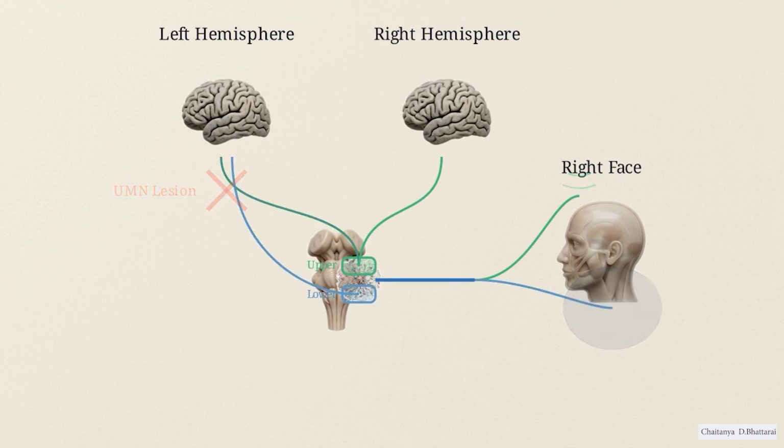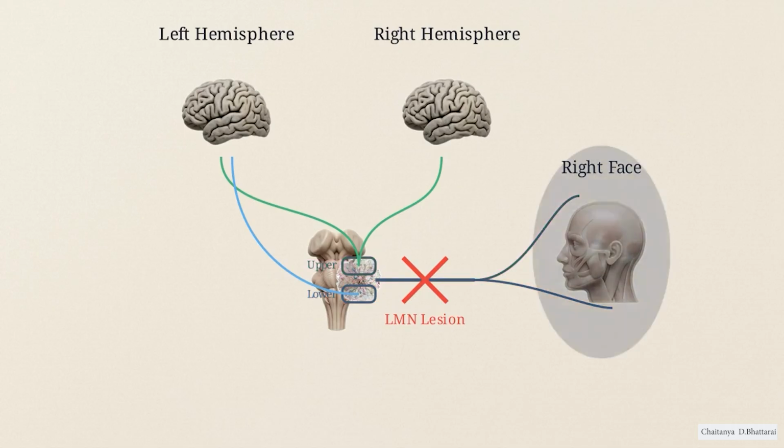A lower motor neuron lesion happens out in the peripheral nerve, after the signals have already left the nucleus. A break here wipes out all descending signals instantly, paralyzing the entire half of the face.